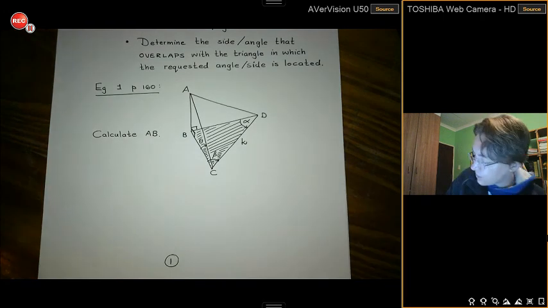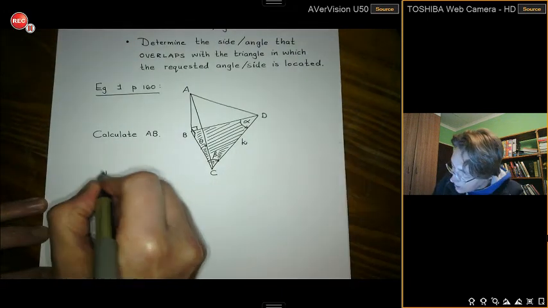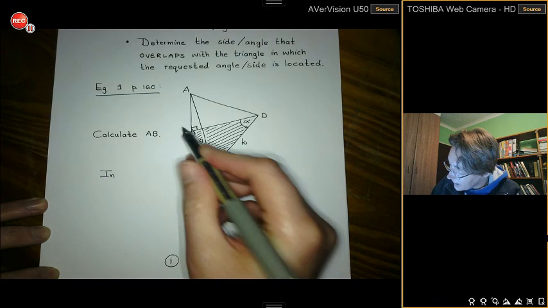So in this particular one, we start in this bottom triangle and we clearly state in triangle B to C to D.